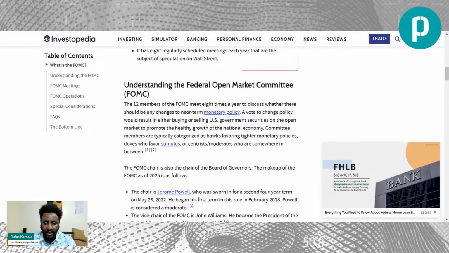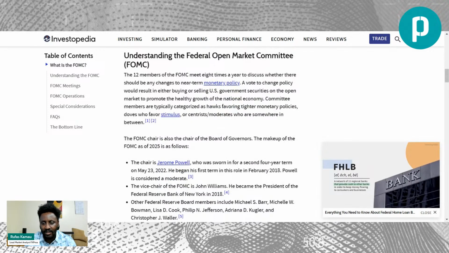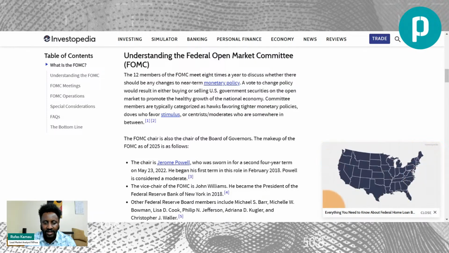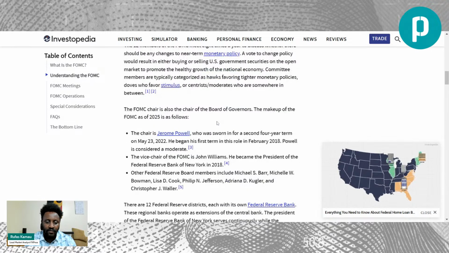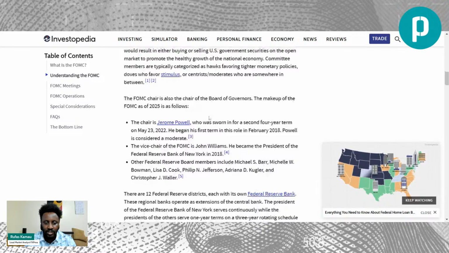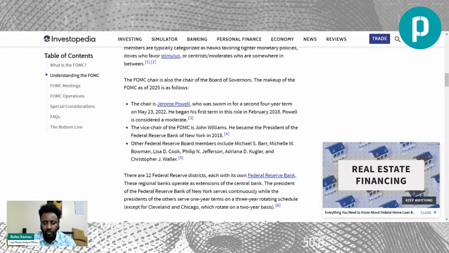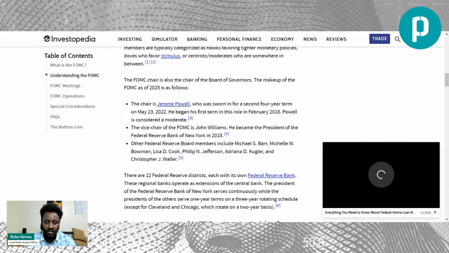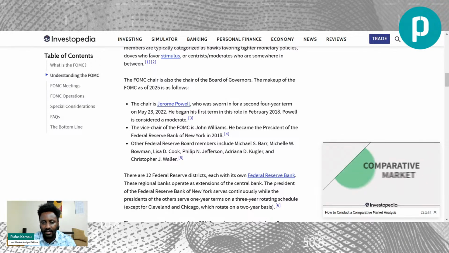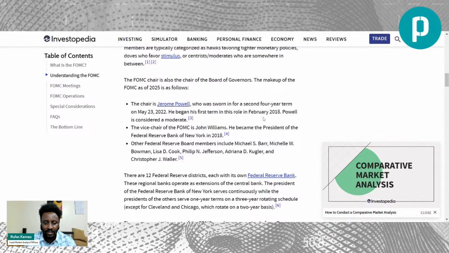Committee members are typically categorized as hawks, favoring tighter monetary policies, or doves, who favor stimulus, or centrist moderates who are somewhere in between. The FOMC chair is also the chair of the Board of Governors. The makeup of the FOMC as of 2025 is as follows. The chair is Jerome Powell, who was sworn in for a second 4-year term on May 23, 2022. He began his first term in this role in February 2018.